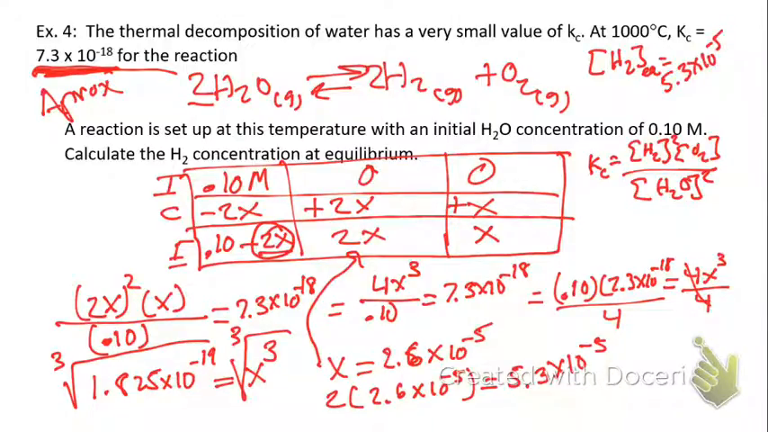Now, if the problem asked for it, we could solve for the equilibrium concentration for oxygen, which is our x value. So it would be 2.6 times 10 to the minus 5. That would be the equilibrium concentration for oxygen. And for water, all we would do is take 0.10 minus 2x, and that would give us the equilibrium concentration for water. And that's all there is to it.